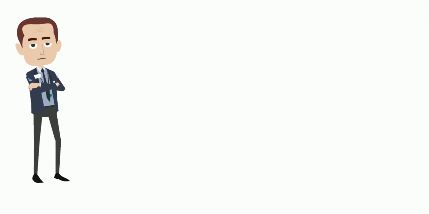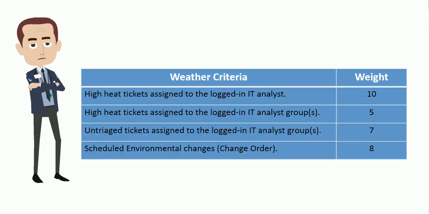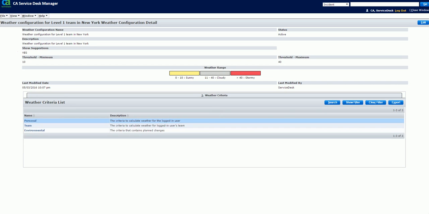Based on the environment, Jack has decided the weightage for the weather criteria. And here is an example. The weather criteria list has 3 predefined criterion. Jack does not have the privilege to add any further criteria. Now let us learn about each of the criterion in detail.